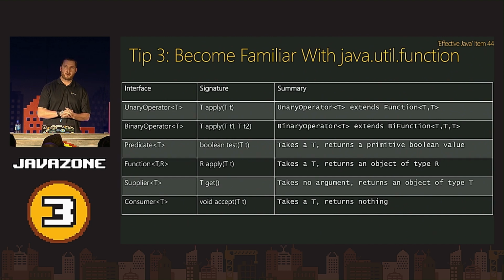UnaryOperator deals with one element and returns the same type. BinaryOperator deals with two elements and returns the same type. Predicate deals with one element of type T and returns a boolean. Function takes a type T and returns a value of R; it does some transformation. Supplier simply returns the type T, and Consumer takes a type T and returns void. These are the six primary categories of functional interfaces that the JDK ships with. Like I said, though, there are 43 of them, a whole bunch of them specialized for different use cases, for primitive types and various other cases.